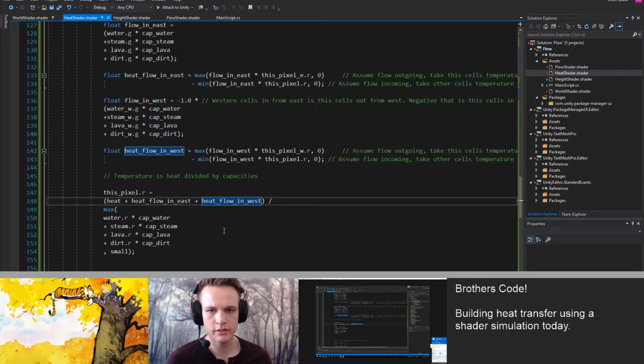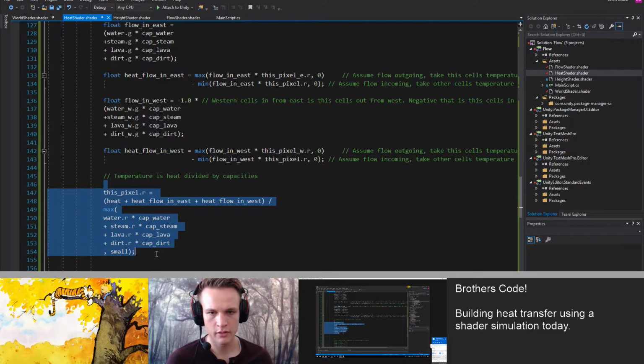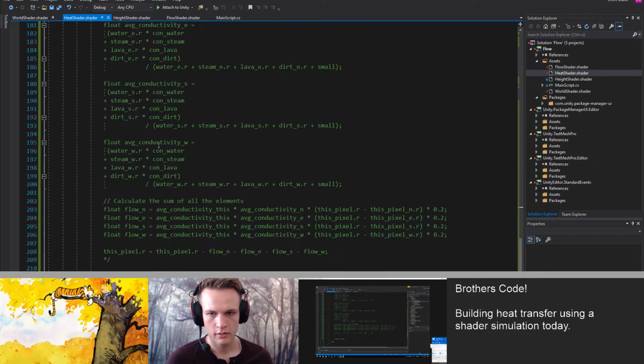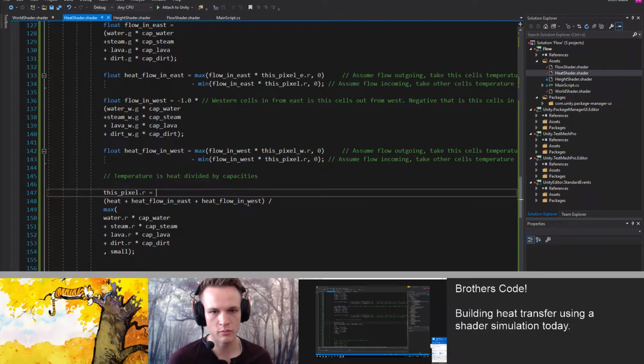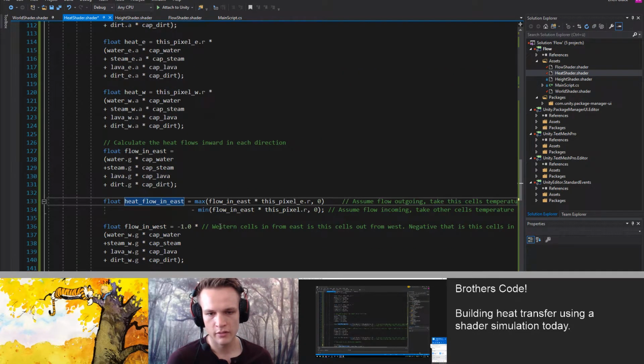When are temperatures updated? Wait, temperatures are updated here. None of the actual flowing is flowing. Okay, so heat flow in east. What if we took the min of the temperature and 1 in calculating the heat flow? So like this pixel east dot r. Sorry, not here, up where you're calculating heat flow in from the east.